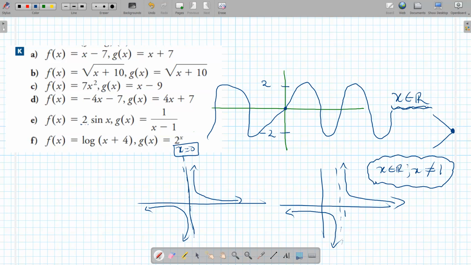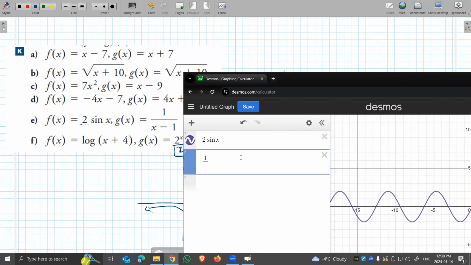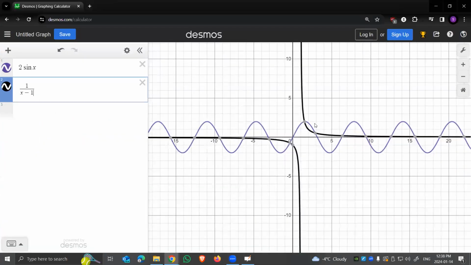Let's graph this because it's always helpful to visualize things. So 2 sine x, I don't know why I wrote 6. So that's our first function. And 1 over x minus 1, that's our second function. We kind of had an idea what both of them look like. Now let's multiply them.